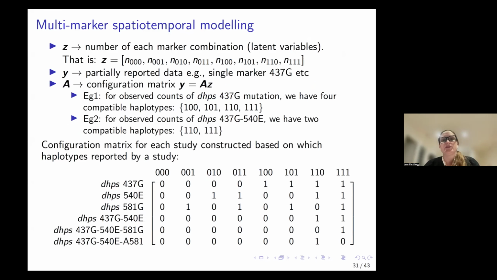And so the way that we did that was using a latent variable. So we've denoted here Z, which is the number of each of the marker combinations, which is what we really want to observe. So it's the number of haplotypes of pure wild type up to pure resistant. So Z is what we want, but we don't observe it. It's a latent variable. What we actually observe is partially reported data. So we might observe some 437 and then some double mutation and some triple mutation, depending on what the study wanted to collect. So we now need a way to connect these two things.